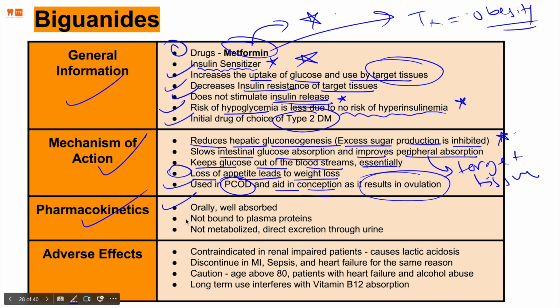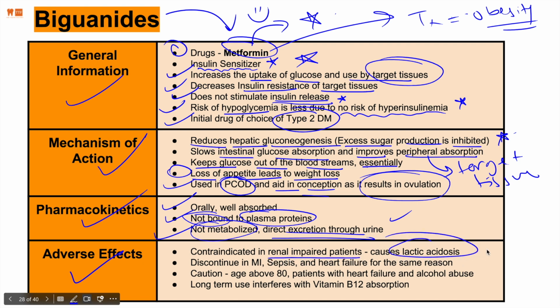Pharmacokinetics: orally, well absorbed, has nothing to do with plasma proteins, which is great, and it's not metabolized in the liver at all. Direct excretion through urine. How exciting is that? Doesn't that look like a perfect drug for diabetes? Like biguanides, metformin is like number 1, right? But here are the adverse effects. It's contraindicated in renal impaired patients because it causes lactic acidosis. Remember that terminology? A side effect of the biguanide metformin is lactic acidosis.